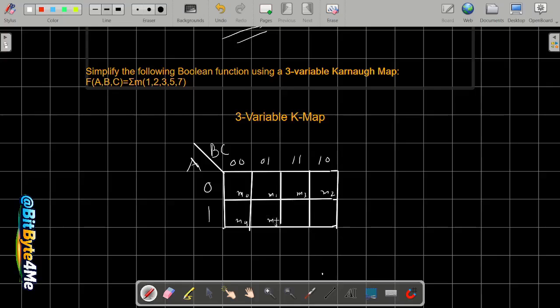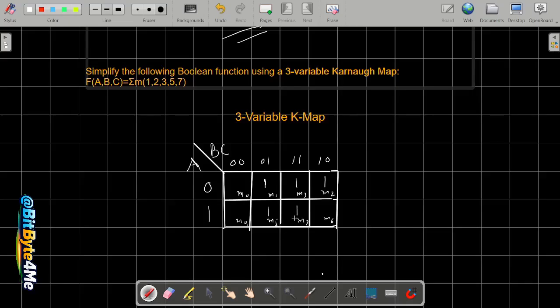m4, m5, m6, m7. So always keep in mind that we have to write 00, 01, then 11 comes here, and after that 10 comes here, so that there is only a single bit change from one box to another box, only single bit change. So we are given values 1, 2, 3, 5, 7. 1 means here, 2 is here, 3 is here, 5 is here, and 7 is here.